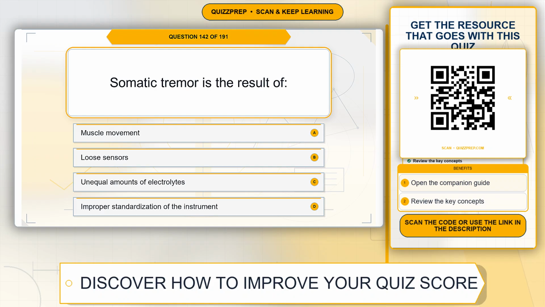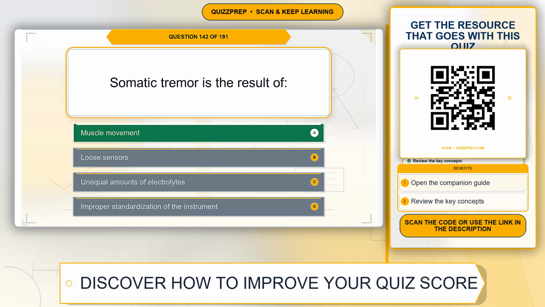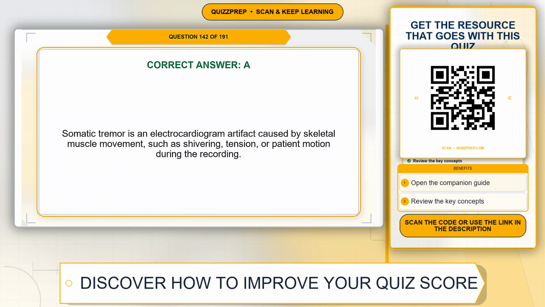Question 142. Somatic tremor is the result of: Option A, muscle movement. Option B, loose sensors. Option C, unequal amounts of electrolytes. Option D, improper standardization of the instrument. The correct answer is option A, muscle movement. Explanation: somatic tremor is an electrocardiogram artifact caused by skeletal muscle movement, such as shivering, tension, or patient motion during the recording.